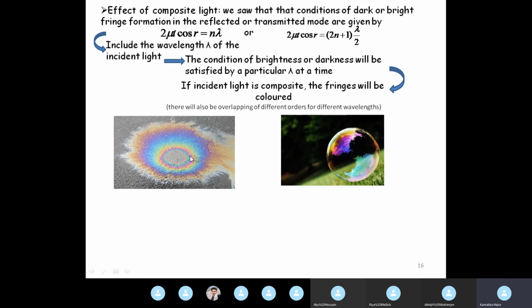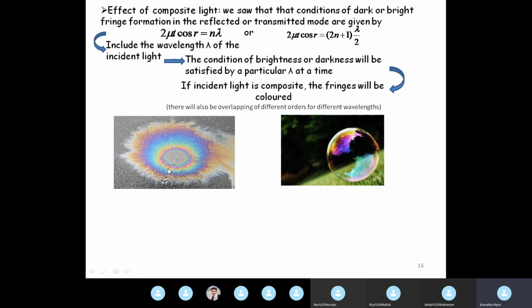What is the thin film over here? There is oil, above there is air, and in this case below there is water. In the case of an air bubble, the soap is the film and there is air on both sides. So that is how the film is formed of a different refractive index, and this is exactly what we have discussed till now. Thin parallel films.